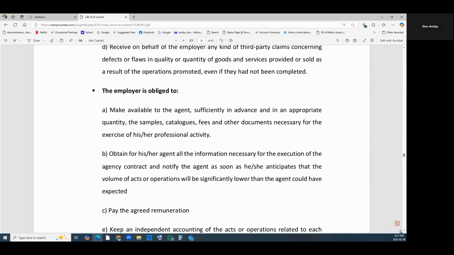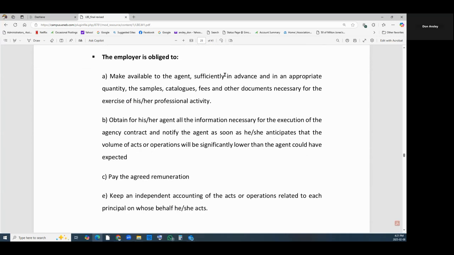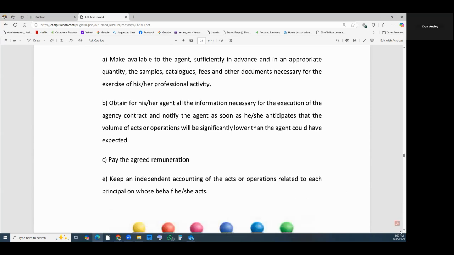And the employer is obliged to make available to the agent, sufficiently in advance and in appropriate quantity, the samples, catalogs, fees, and other documents necessary for the exercise of his or her professional activity, and to obtain for the agent all the information necessary for the execution of the agency contract, and to notify the agent as soon as he or she anticipates that the volume of the actions or operations will be significantly lower than the agent could have expected, to pay the agreed remuneration, and keep an independent accounting of the acts or operations related to each principal on whose behalf he acts.